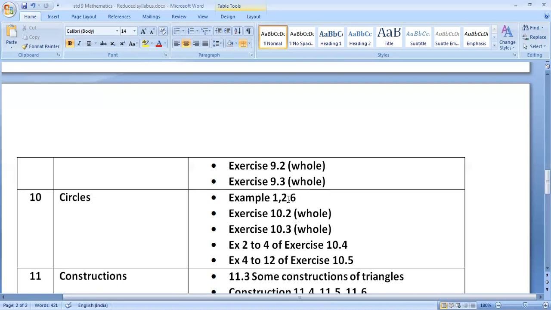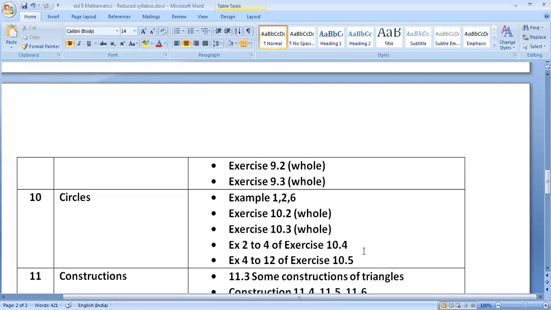Page number 179, exercise 10.4, in which question 1, 5 and 6 you have to prepare. While exercise 10.4, question 2, 3 and 4 are excluded from the syllabus. 10.7, angle subtended by an arc of a circle. It is included topic in which theorem 10.8 statement is important. 181 page number, theorem 10.9 statement is important. Theorem 10.10 statement is important.